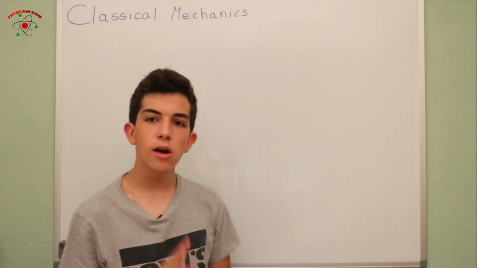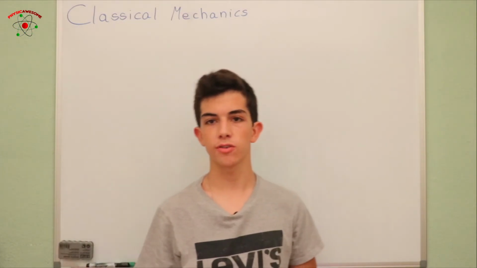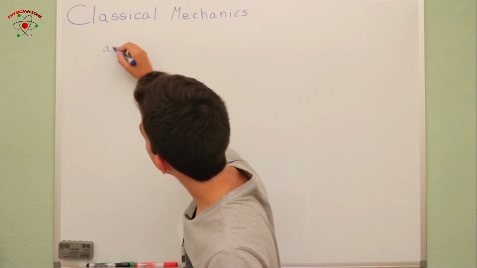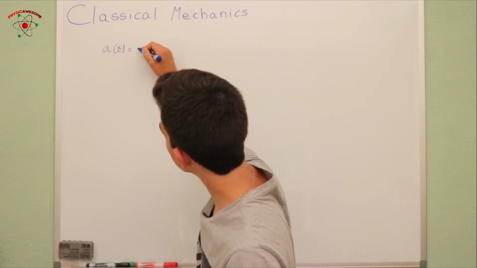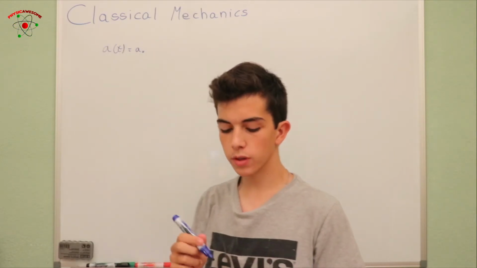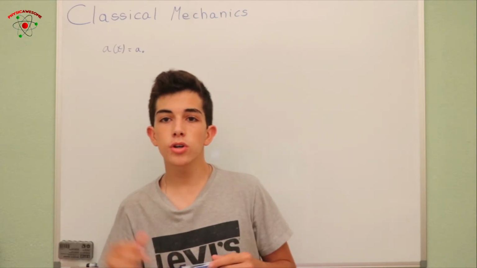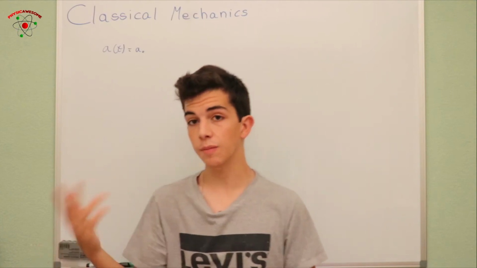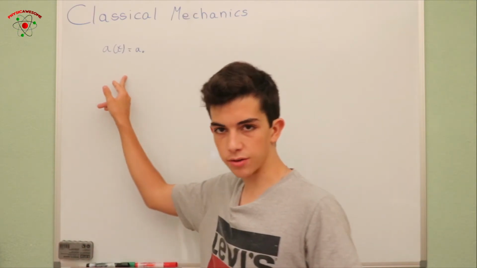Okay, so now let's do something a little bit more complicated. We're going to start with the acceleration. We're going to define it as a constant, a sub 0, and we're going to work backwards to find position and velocity from this acceleration.